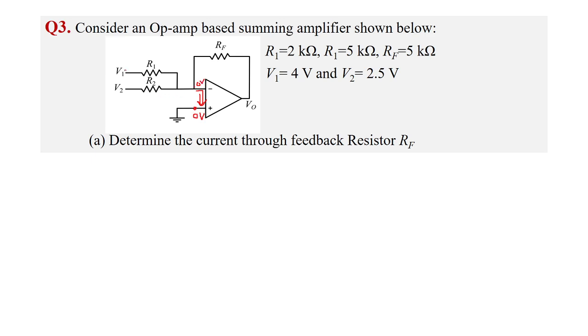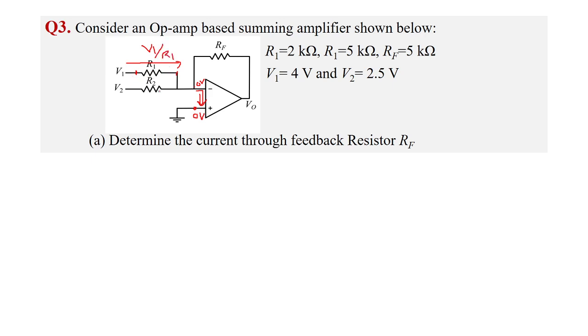So what is the current from V1 to this node? That means the current through R1. The current through R1 is the voltage across R1 divided by the resistance. From this point to this point, the voltage is V1 and 0. So V1 minus 0 is V1, divided by the resistance R1.